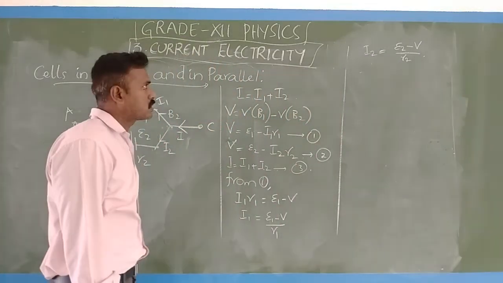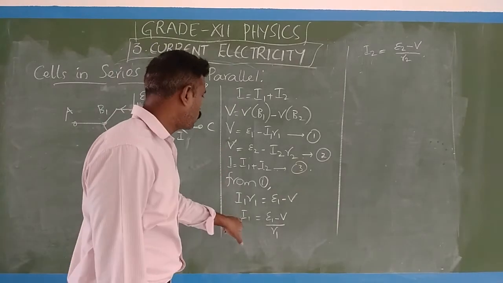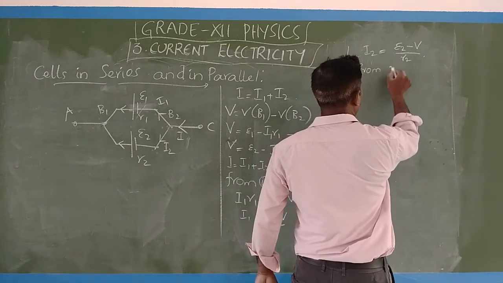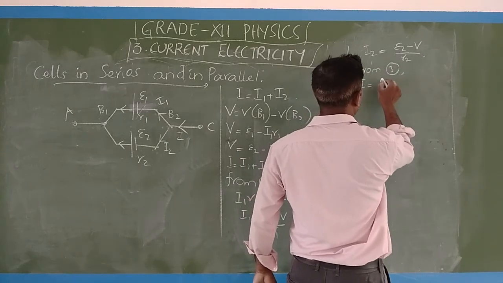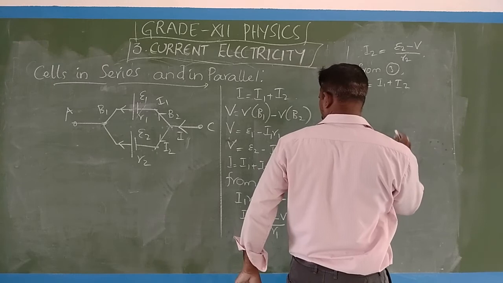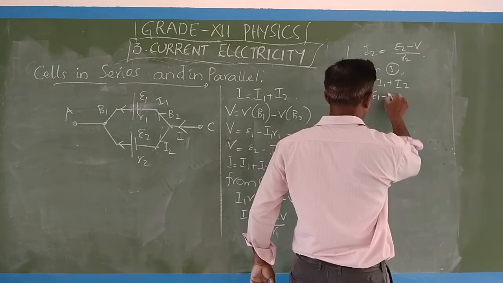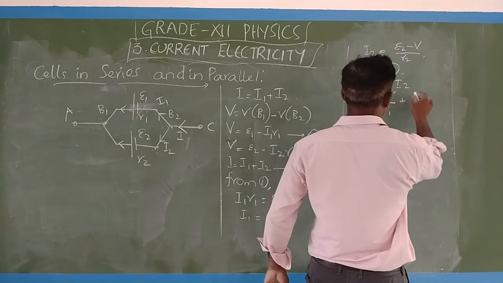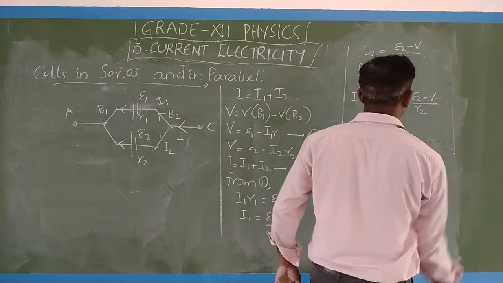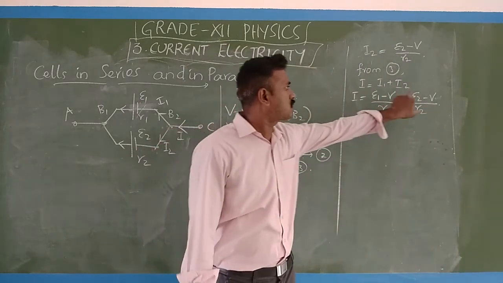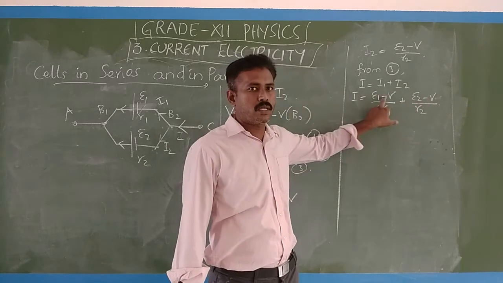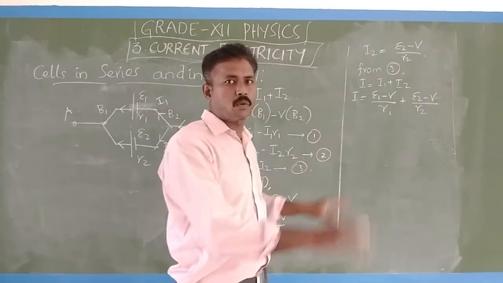Now I will substitute the values of I1 and I2 in the third equation. I is I1 plus I2, which is E1 minus V by R1 plus E2 minus V by R2. Now in this expression I have voltage terms also, so I will separate the voltage terms.